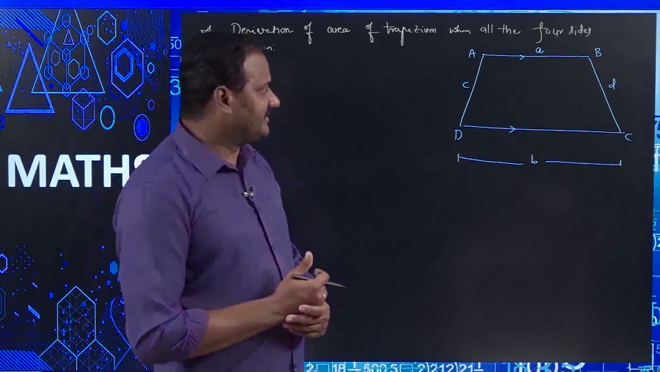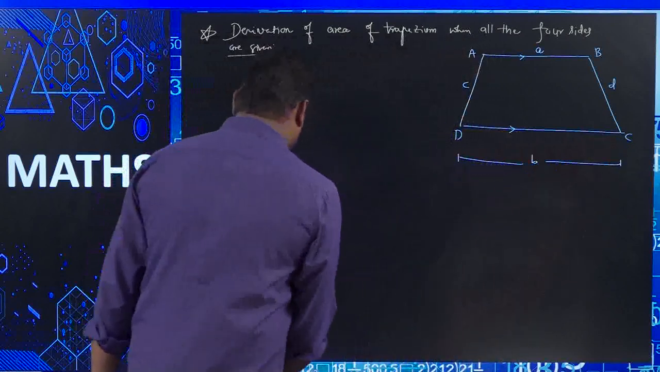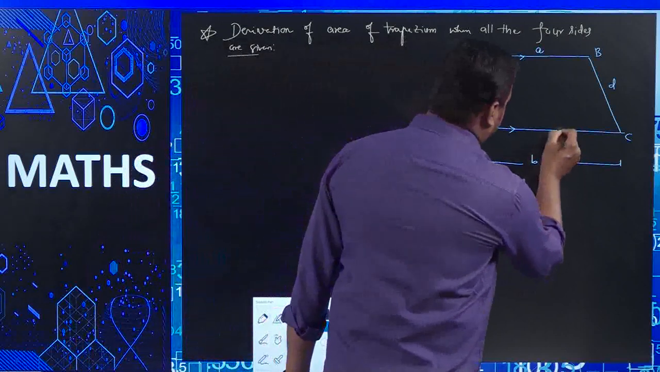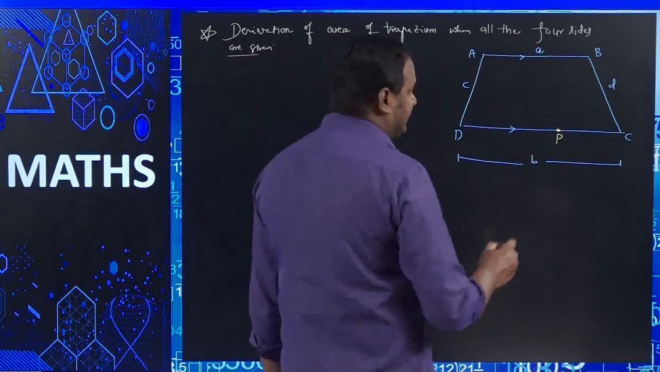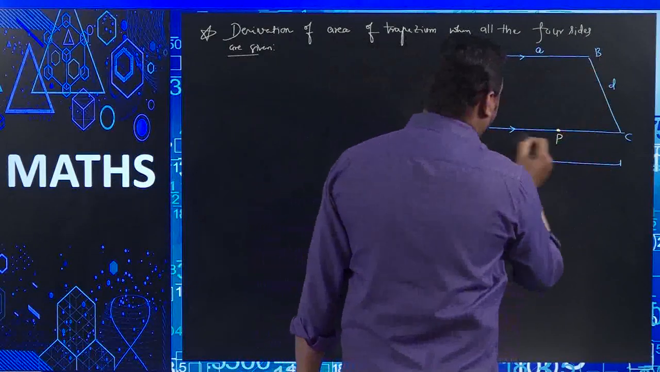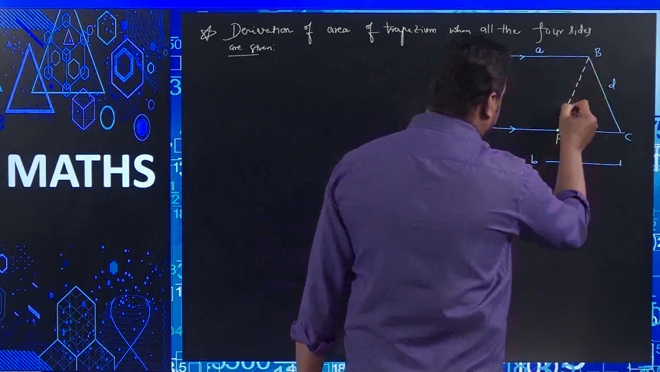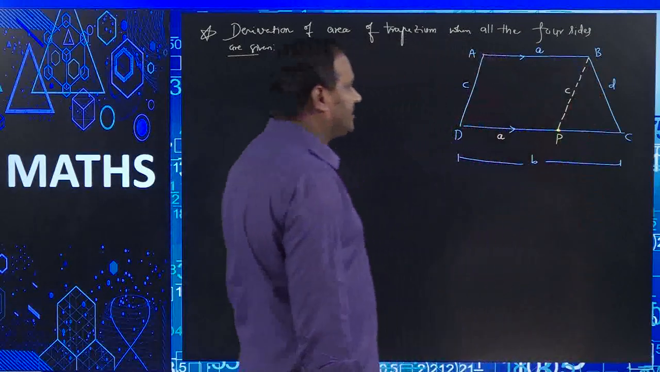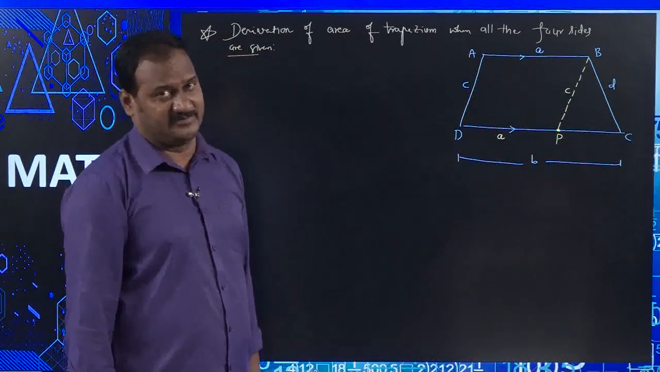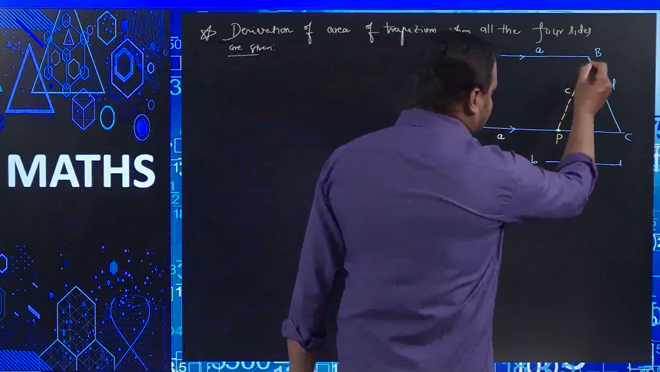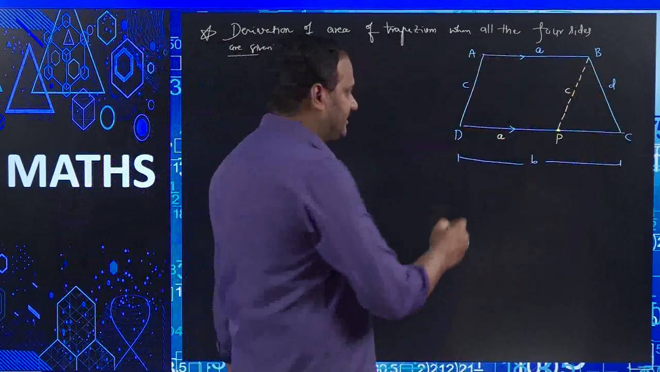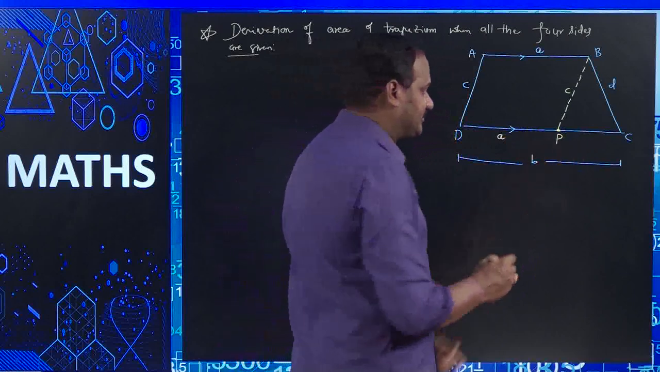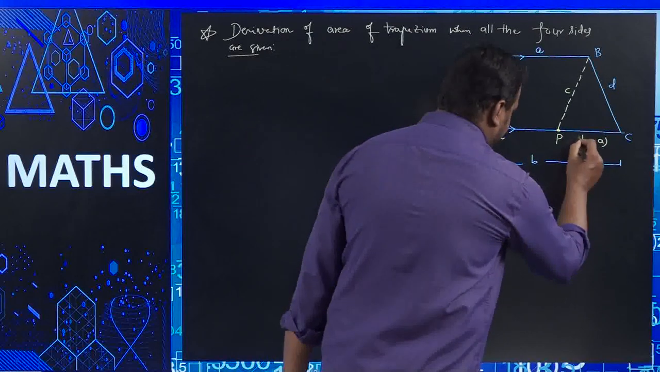For that, I am going to do one thing: taking one point on CD, let this point be P, such that DP is equal to AB. I am joining that point with B. So clearly this is A, this is C. What kind of quadrilateral is formed by joining that? A parallelogram is formed, right. So this is a parallelogram. And of course, one triangle is formed there. But observe here, the total length of DC is equal to small b and length of DP is equal to small a. Can you guess what is the length of PC? So the length of PC is going to be b minus a, right?